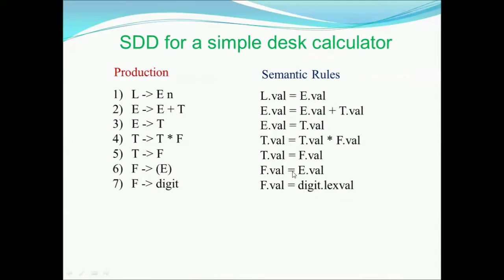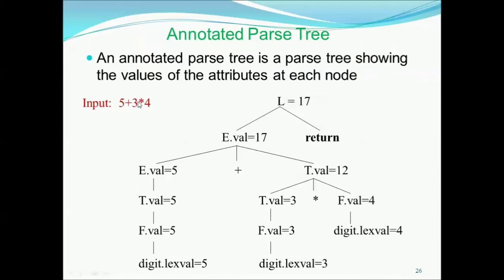Now look at the annotated parse tree for this grammar for the string 5 plus 3 star 4. As already discussed, L tends to E, then E tends to E plus T, once again E tends to T, T tends to F, F tends to digit. We construct a parse tree. What is an annotated parse tree? At every node, the attribute value associated with it is represented. Since this is an S attributed syntax directed definition, its values are evaluated from the bottom, from left to right, and then to the root.